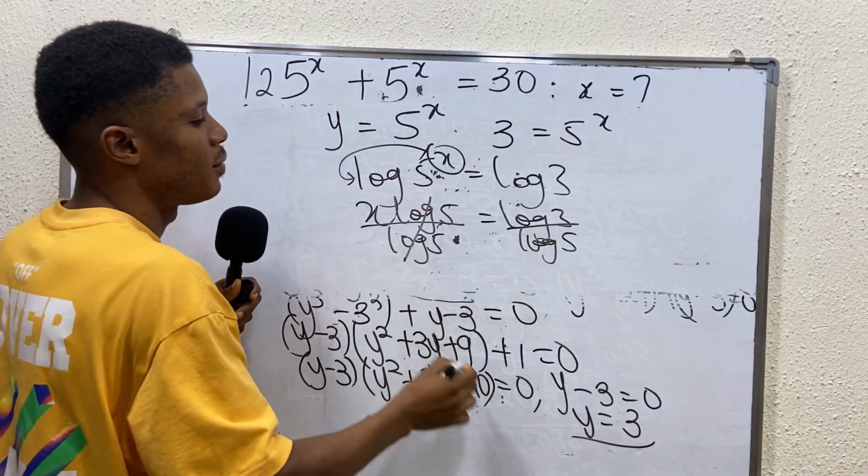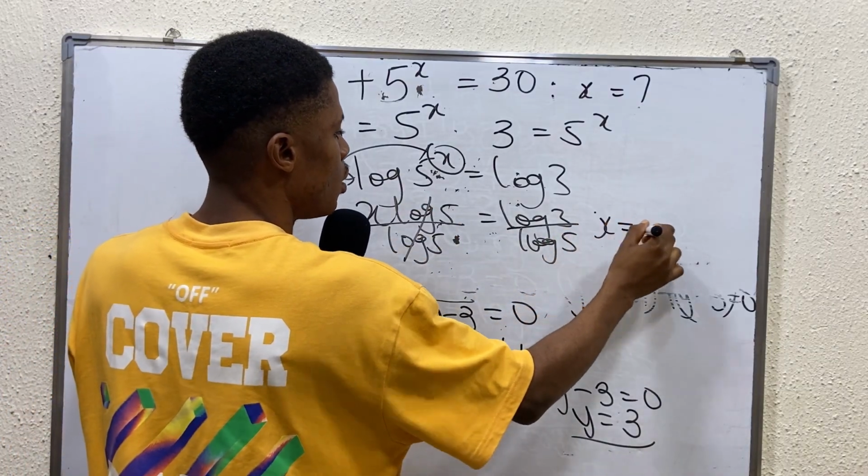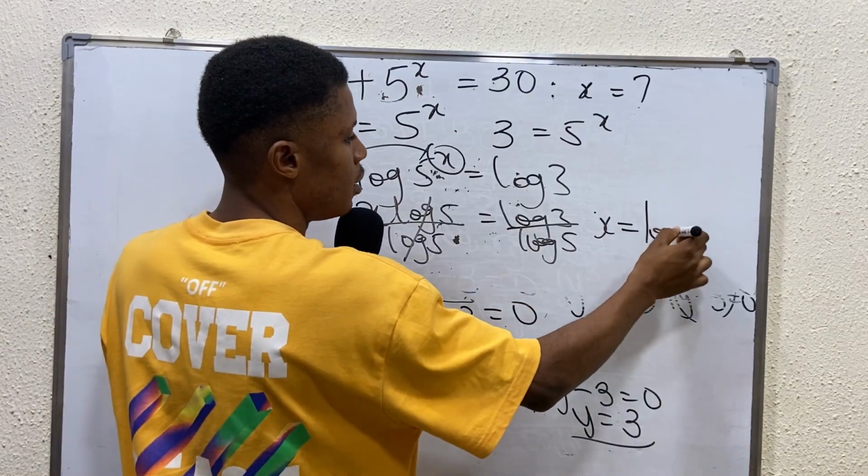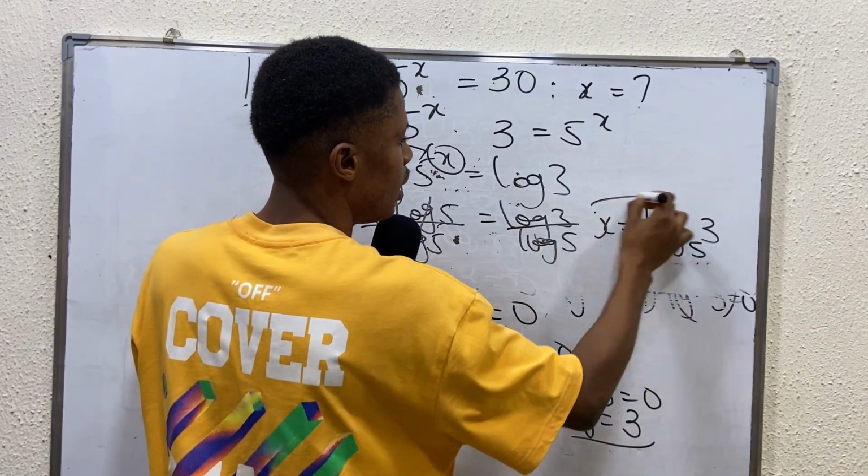If you divide by log 5, x will now be equal to, we use change of base, log of base 5 of 3. And that's the answer.